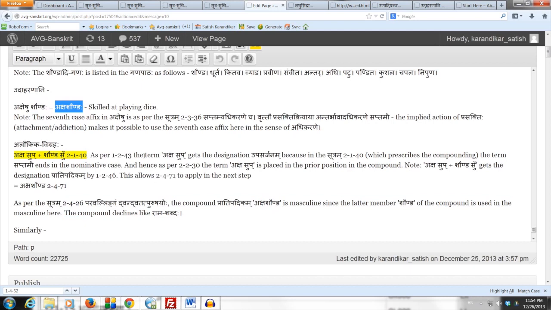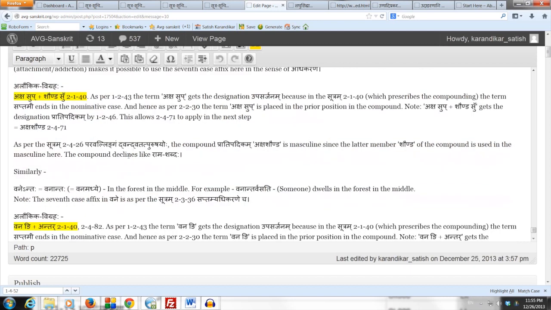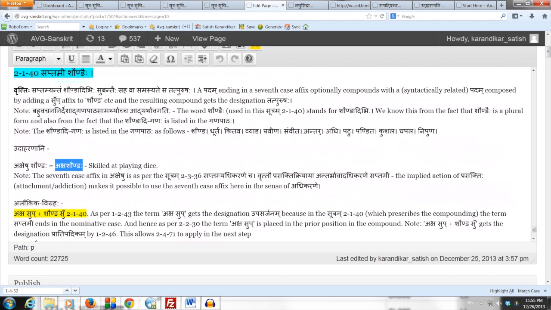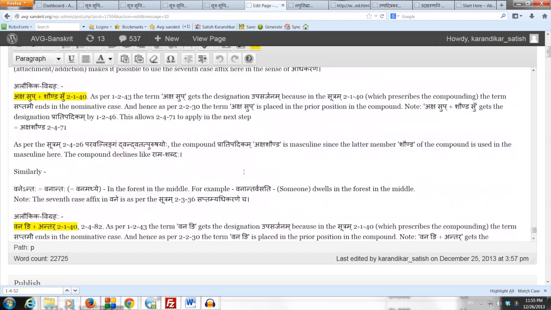Let us now take a second example of this sutram using the avyayam antar. The avyayam antar ends in a repha, the letter Ra. It is listed in the Shaundadi Ganaha. The example here is Vanentaha equals Vanantaha equals Vana Madhye. Antaha stands for Madhye, in the middle.